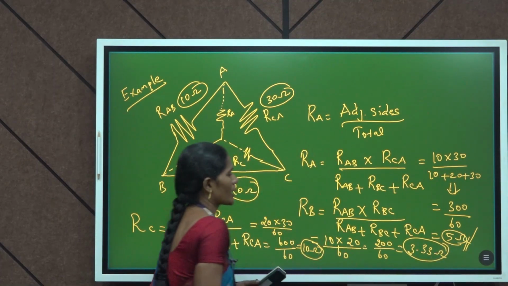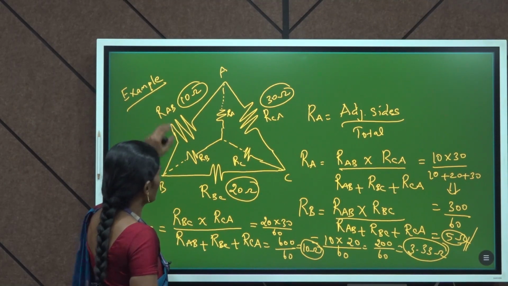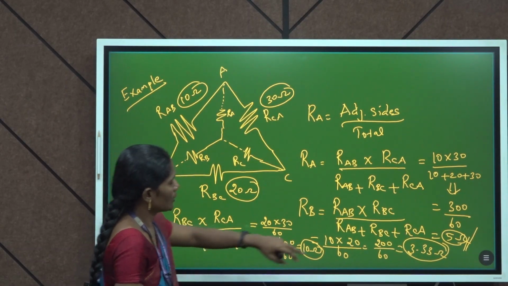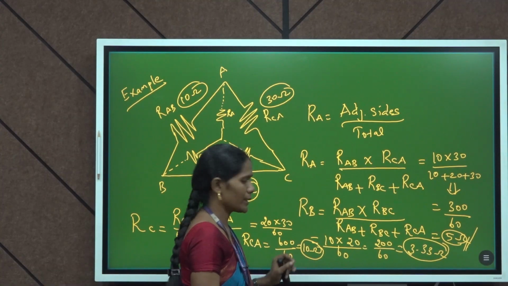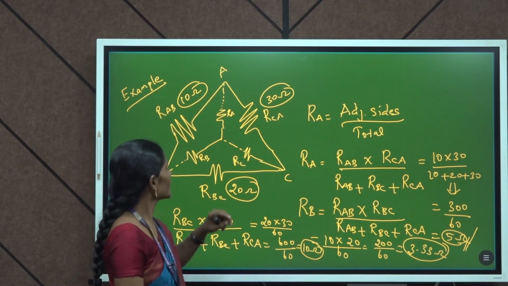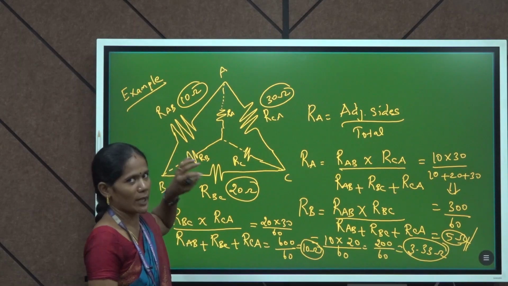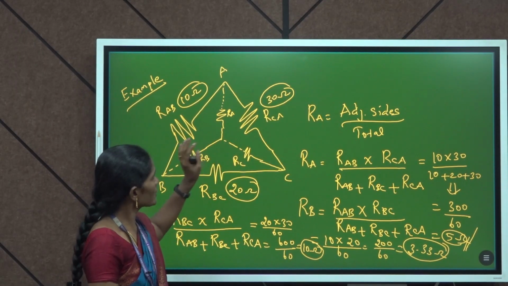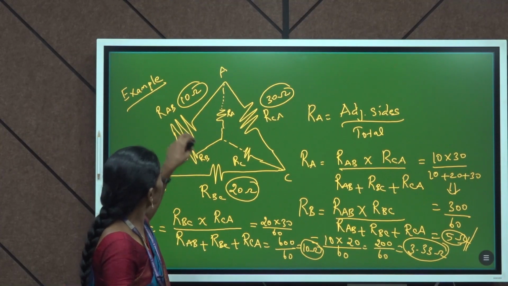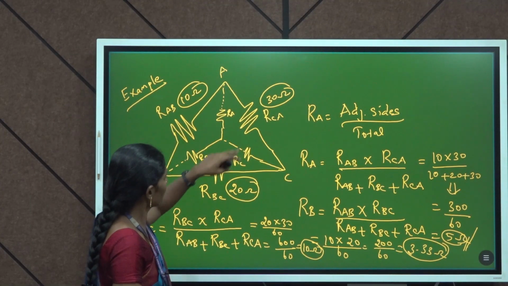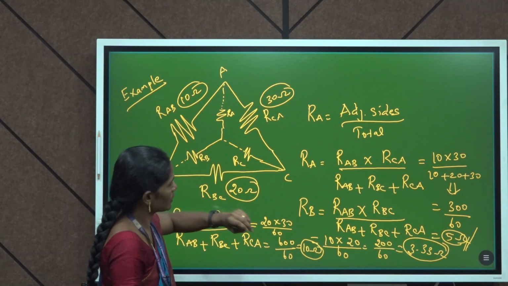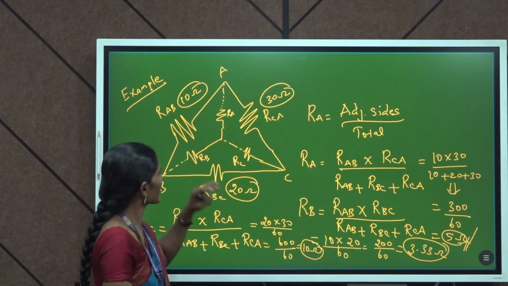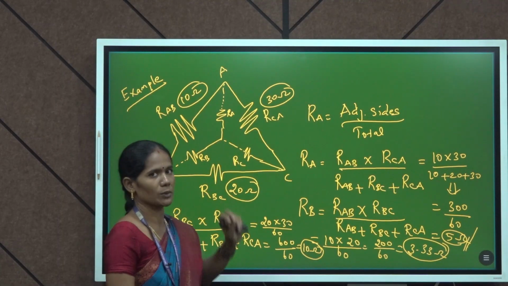So, the given delta amounts are 10 ohm, 20 ohm and 30 ohm. The resultant star values are 5 ohm, 3.33 ohm and 10 ohm. As in my previous statement, star values are always smaller and delta values are larger. In this example also we can verify this. The given delta amounts are 10 ohm, 20 ohm, 30 ohm, and the star values are 5 ohm, 3.33 ohm as well as 10 ohm. So, these are smaller when compared to 10 ohm, 20 ohm, 30 ohm.